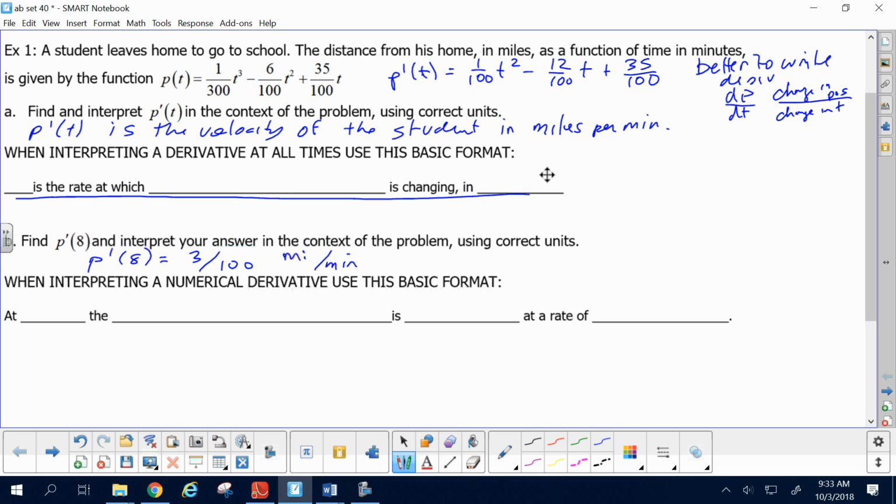Now when you're interpreting a numerical derivative using this basic format, at first say when. At time equal 8. You don't just start saying it's the velocity, but you start by saying it's at a certain point. At time equal 8, the velocity of the student is, and scratch that, that's more of a problem that's going to come later. And the velocity of the student is 3/100ths miles per minute. Cool? Okay.